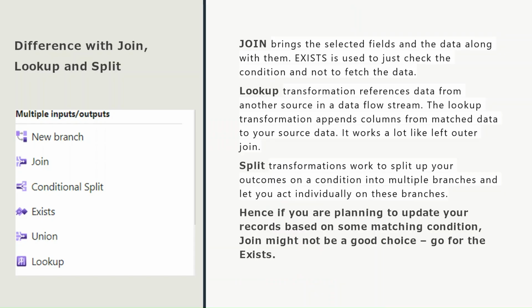So you'd see there are a number of transformations related to data flows. So we can find new branches, joinings, conditional splits, exists, unions, and lookups. Out of this, we are going to talk about exists only for today. So, what is the difference between joins?